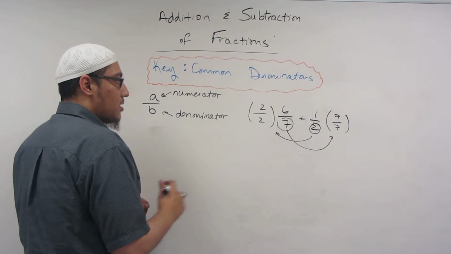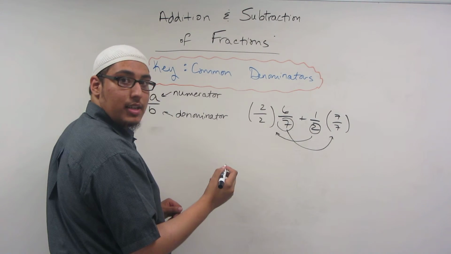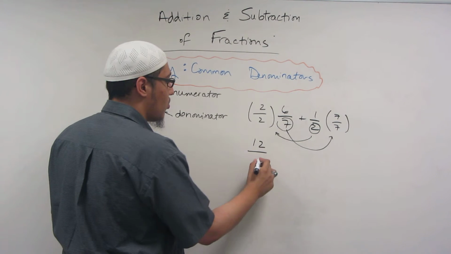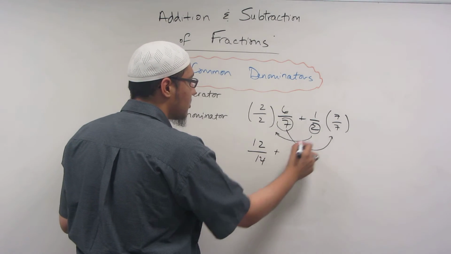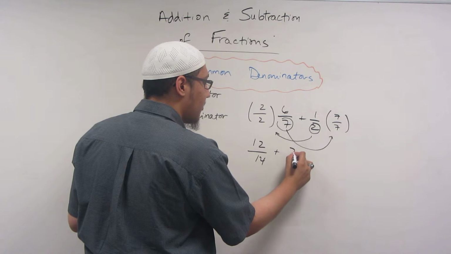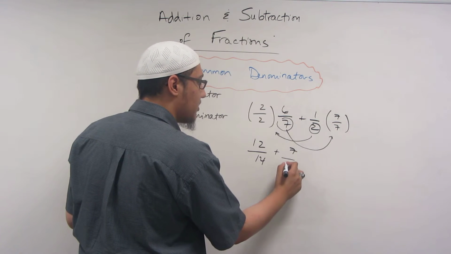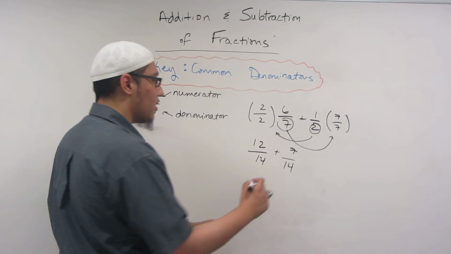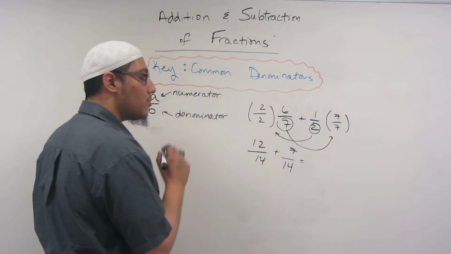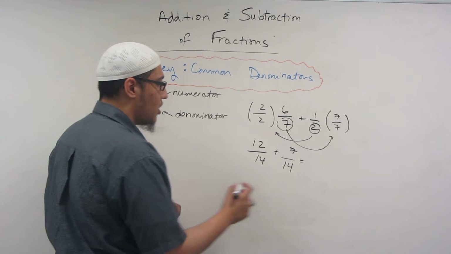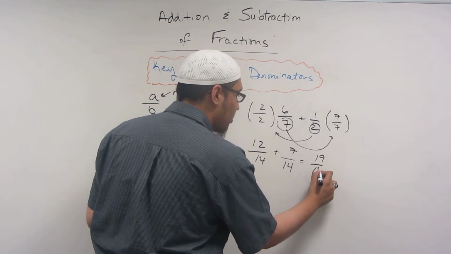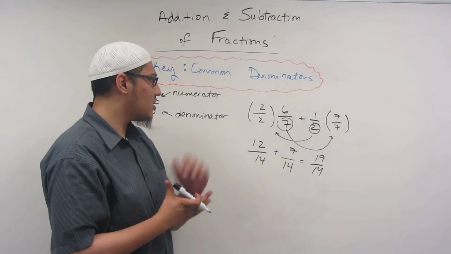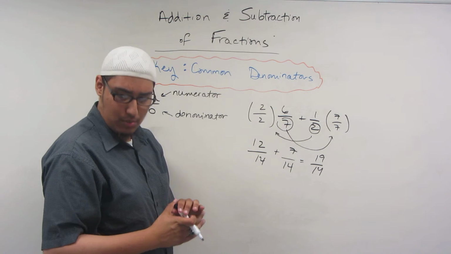So what that will give us is, on the top we'll have 2 times 6, which is simply 12. On the bottom we'll have 7 times 2, which is 14, plus, over here we have 1 times 7, that gives us 7. On the bottom, 7 times 2 is 14. We can see that we have a common denominator right here. So the next step is to simply add 12 and 7, which will give us 19 over 14 as our answer. Now, although we're doing simply addition problems, for subtraction it works the same way.